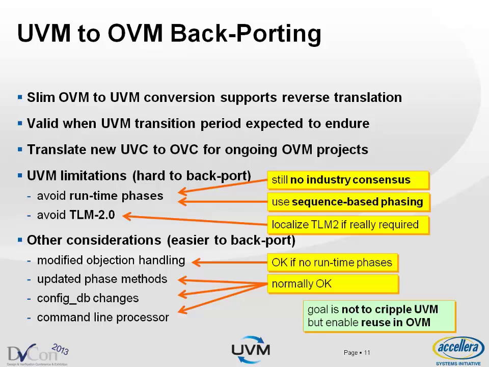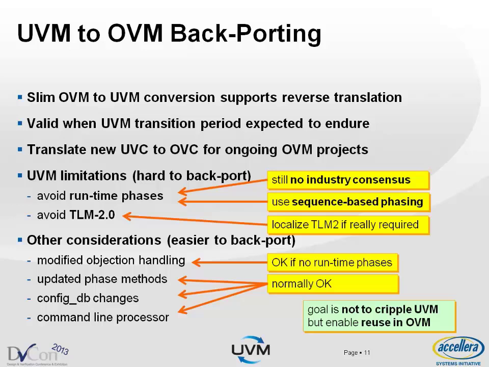You don't have to worry about it. You don't really have to make that decision. But if you use TLM2 all over the place, for no particular reason, then you've just said, okay, nobody's allowed to backport this UVC effectively. The objection handling is a little bit modified in UVM, but if you don't use multiple runtime phases, the translation backwards is not that significant. And these are normally okay.